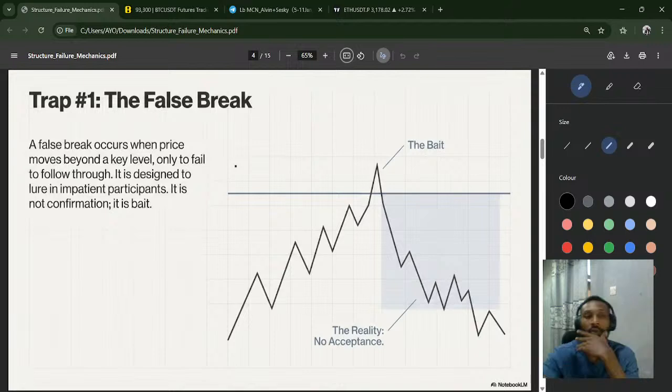All right, so let's move on to the first trap. The first trap is the false break. A false break occurs when price goes beyond a key level, only to fail to follow through. It is designed to lure in impatient participants. It is not confirmation. It is bait.